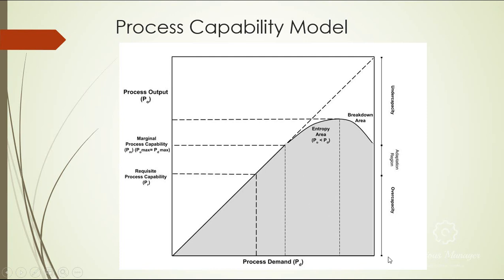So on the side here, I have these marks. When the team works below the requisite process capability, this is the overcapacity, or overcapability, or overcapacity. So basically, we have more capability than we need to meet the demand, the output. We have more output available than we need to meet the demand. So we're able to basically match the demand.